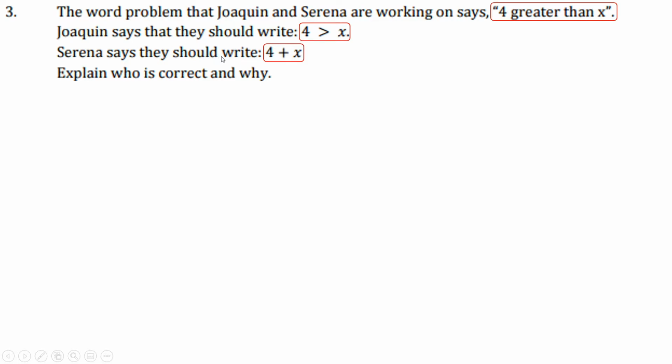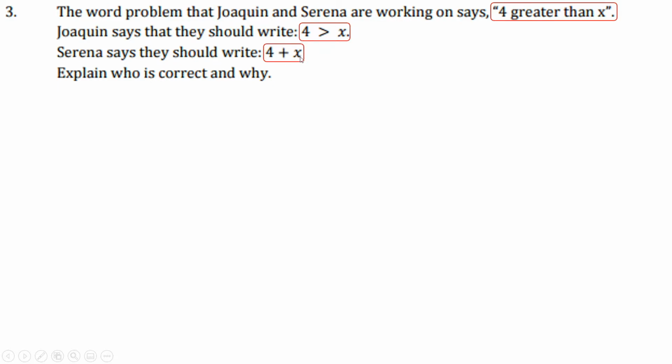Serena says they should write 4 plus x. So who's right, Joaquin or Serena? Now, 4 greater than x. That's great, but if I read this inequality, I would read this like this: 4 is greater than x. All right? And then look at Serena.